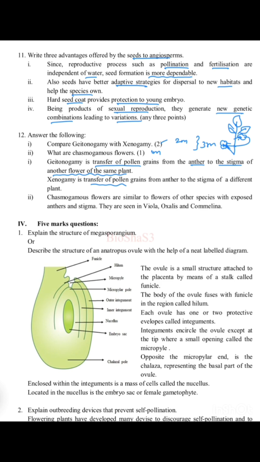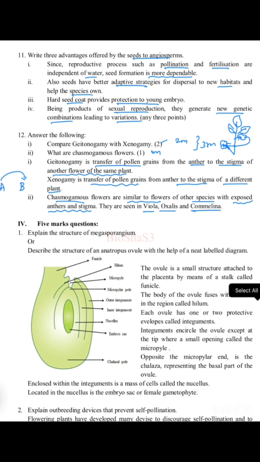Xenogamy is a transfer of pollen grain from anther to stigma of a different plant. So suppose here one plant A will be there, plant B will be there. From here the pollen will be transferred to the plant B. Okay. So that is xenogamy or cross pollination. Next, the second part of the same question: chasmogamous flowers are similar to flowers of other species with exposed anthers and stigma. They are seen in Viola, Oxalis, Commelina. So this is important, chasmogamous flower examples.